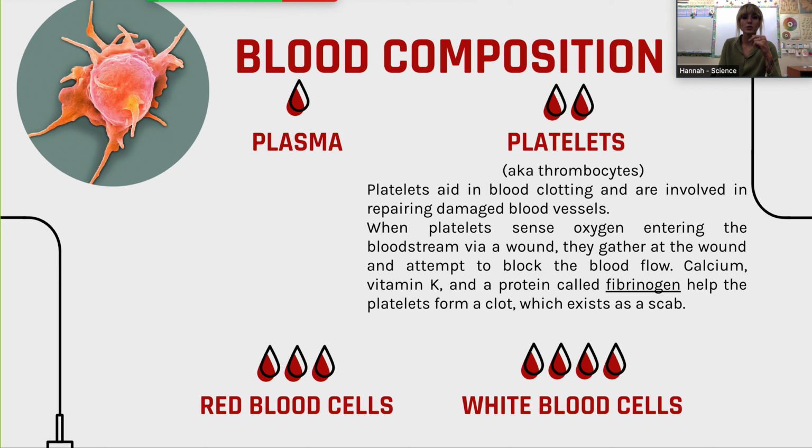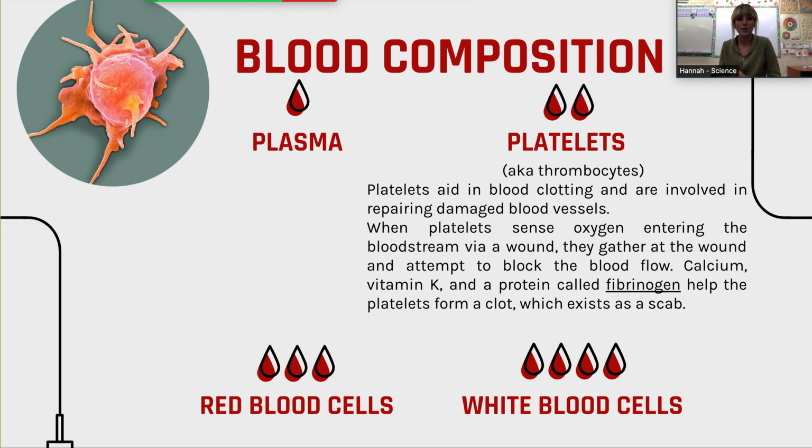Now, platelets are also known as thrombocytes, and these aid in blood clotting, and they're involved in repairing damaged blood vessels. So these eventually become scabs. So when platelets sense oxygen entering the bloodstream because of a wound, like a cut or something, they'll gather at the wound to attempt to block the blood flow. They want to make sure that not too much blood is leaving, as well as no potential bacteria, viruses, anything that would make us sick, any pathogens are coming inside.